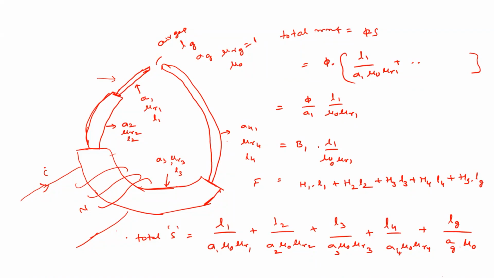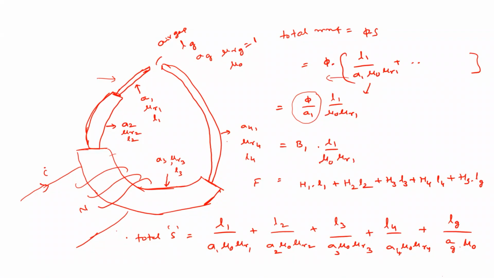Could you explain the third step, sir? Which one? From second to third transition. Here, sir. It is simple. What is phi by A1? That is B1, the flux density. So this is B1 by mu naught mu R1. How do you get from the second to the third step? This is just simple multiplication only. So this phi into L1, this A1, I bring it outside.